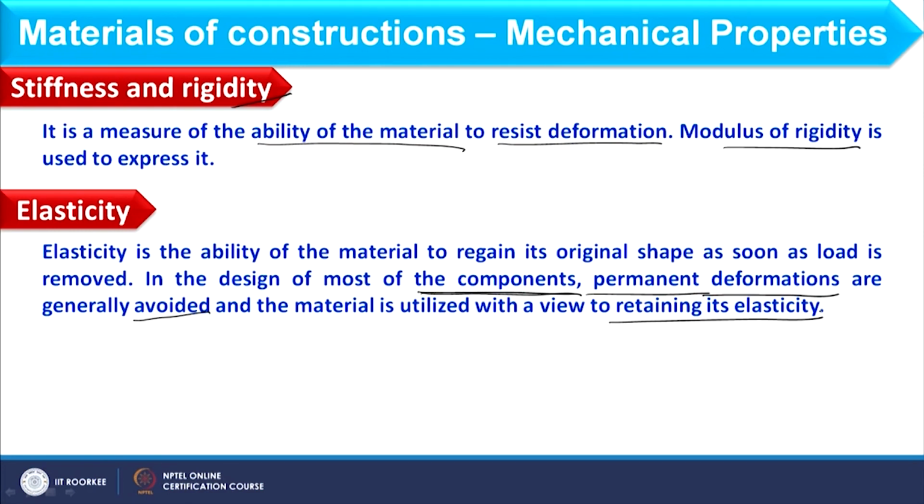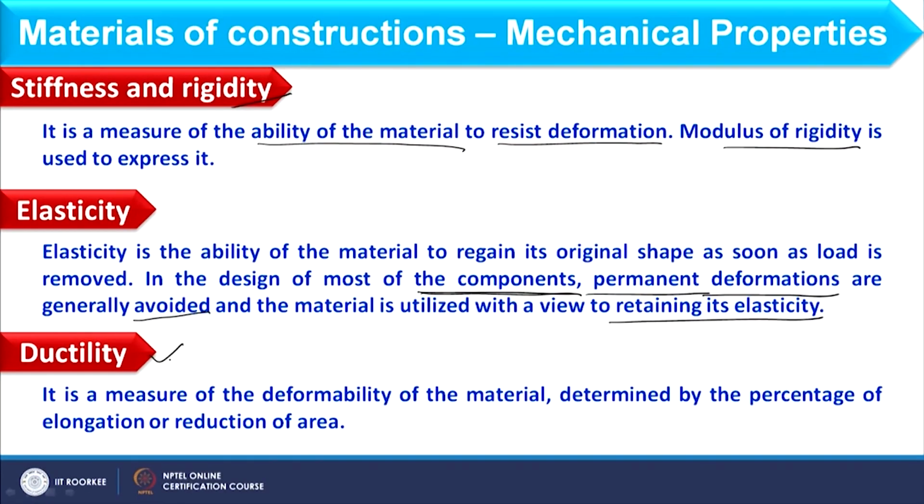While designing we usually avoid permanent deformation, because as long as it is in the elastic region, if any deformation appears, it will regain its original shape. Which is not possible in permanent failure. So, elasticity is an important property, as it determines up to what extent we can consider the values, the parameters, while designing.